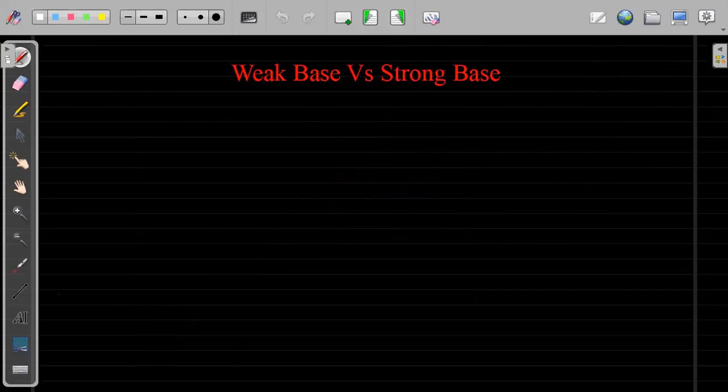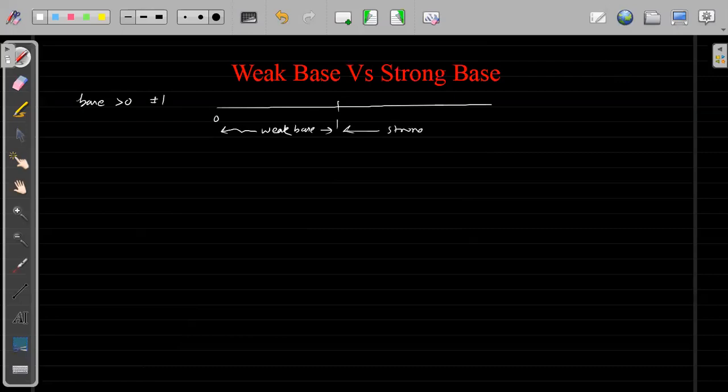We defined the base to be greater than 0 and not equal to 1. So we divide the whole base line into two parts. First, from 0 to 1, this will be known as the weak base. And when the base is greater than 1, moving on to infinity, this will be known as the strong base.